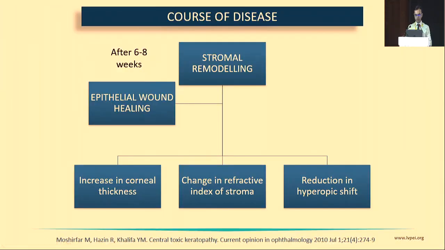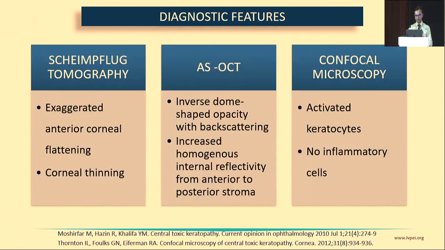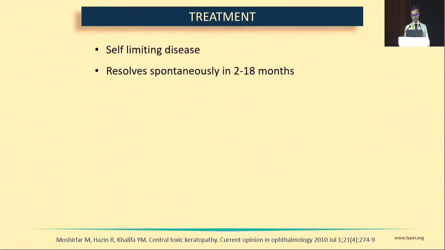Due to the stromal remodeling, there is an increase in the corneal thickness, which causes a change in the refractive index of the stroma, resulting in reduction in the hyperopic shift after the remodeling phase. So the diagnostic features on tomography include the exaggerated anterior corneal flattening with corneal thinning. ASOCT shows inverse dome-shaped opacity with backscattering, and the confocal microscopy shows no inflammatory cells.